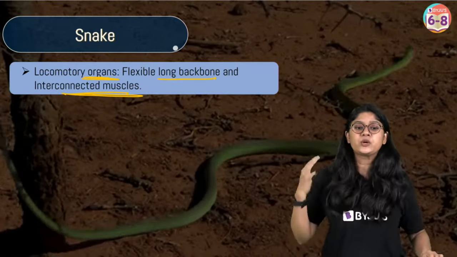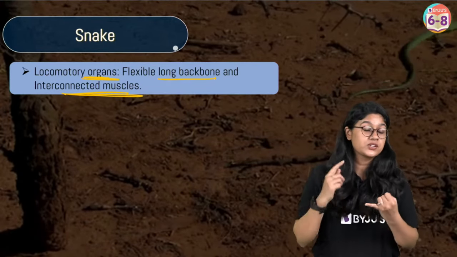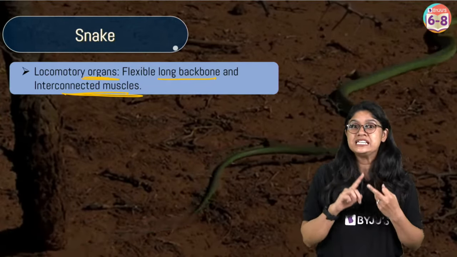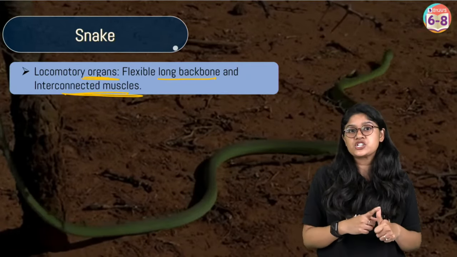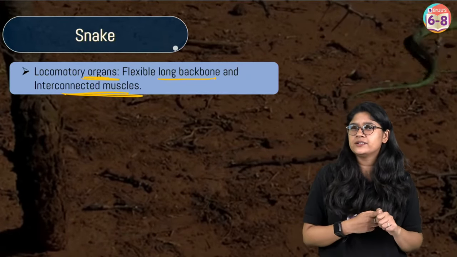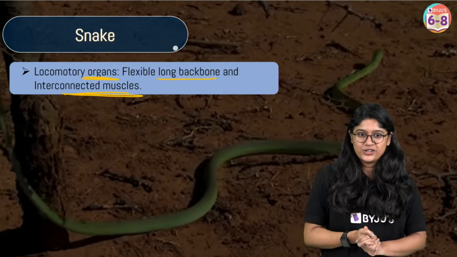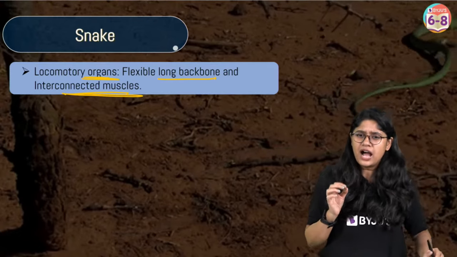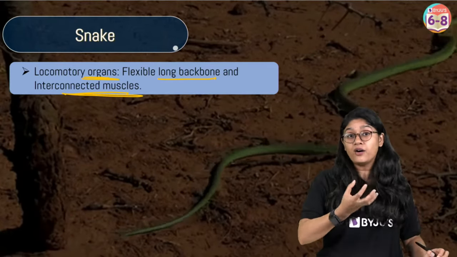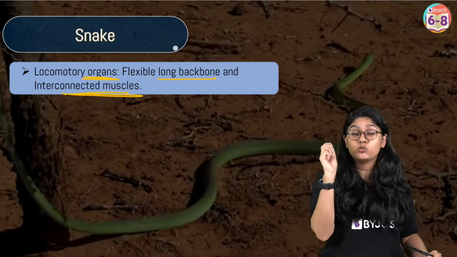Okay, everyone. So if we quickly recall, we have discussed the snakes, earthworms, snails, birds, fishes, and cockroaches also, an insect also. So we now know how these organisms move and what their locomotory organs are.